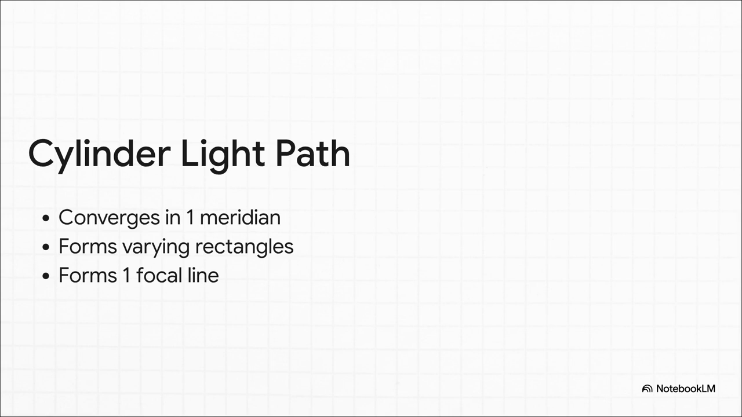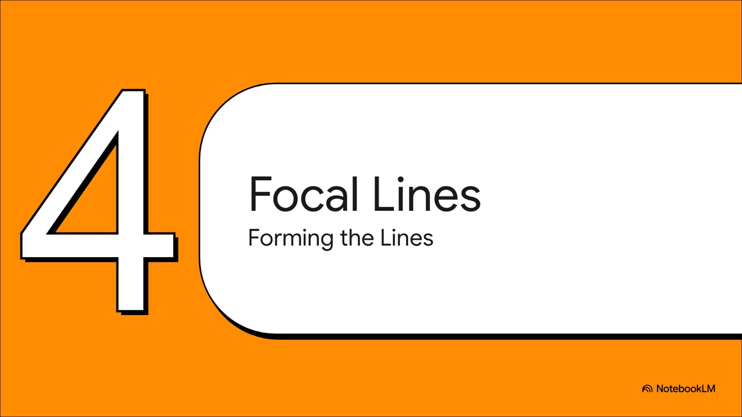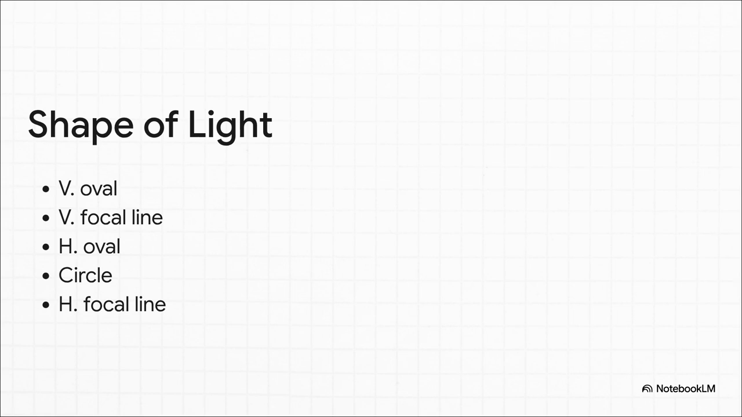And here's the absolute key orientation you need to lock in. This focal line runs perfectly parallel to the axis of the cylinder, which means, logically, it forms completely perpendicular to the meridian of power. Let's keep building. Part 4, forming the focal lines. Now that we know what a single cylinder does, let's recombine our two different cylinders to see how they actually interact as a true spherocylindrical lens.